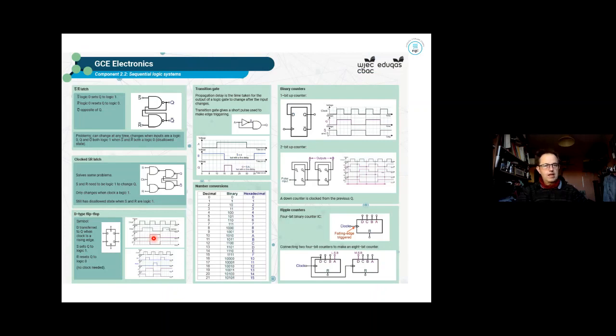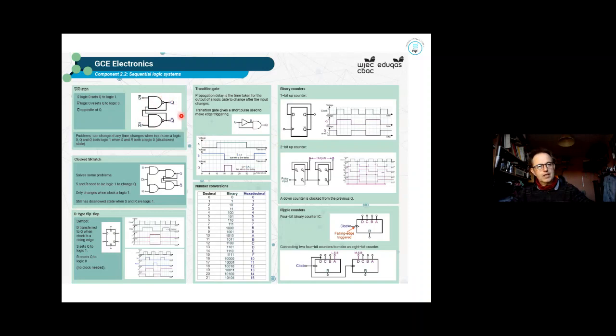Today we're going to be looking at sequential logic systems. So basically using logic in order to switch things on, to latch things, and to count things, and to make sequences where they come on in a certain order. So just a brief overview to see what we have here.